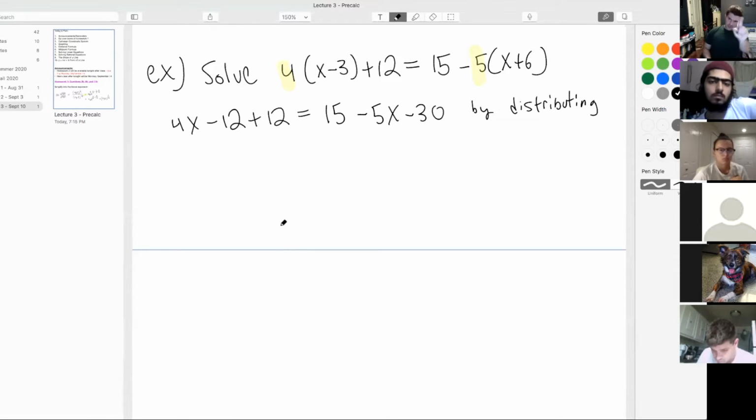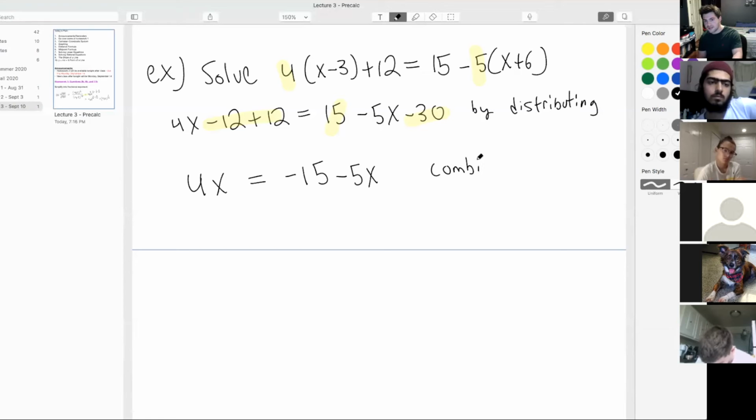Okay, so is everyone okay from the first line to the second line? I just distributed the 4 and -5 into their parentheses. Good, so now let's combine like terms. Namely, I can do this -12 plus 12, and I can also do this 15 minus 30. All right, so that'll be 4x is equal to -15 minus 5x. And what's the reasoning here? I just combined like terms. All right, so far so good.